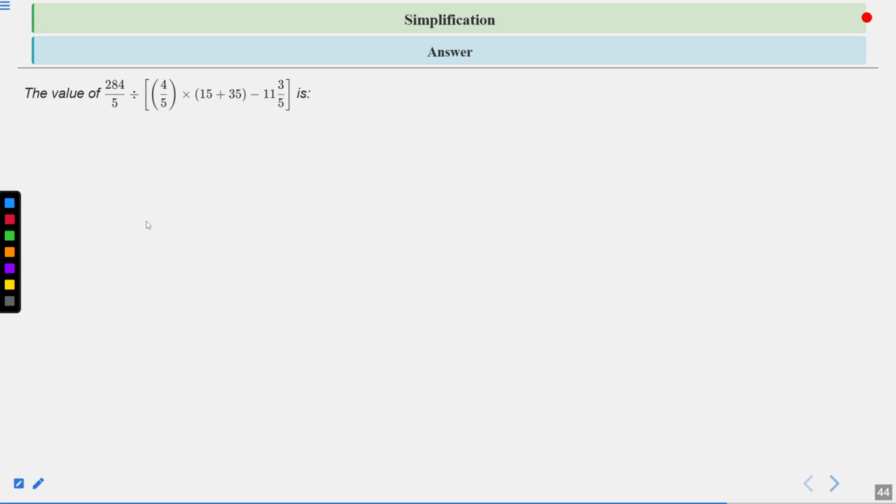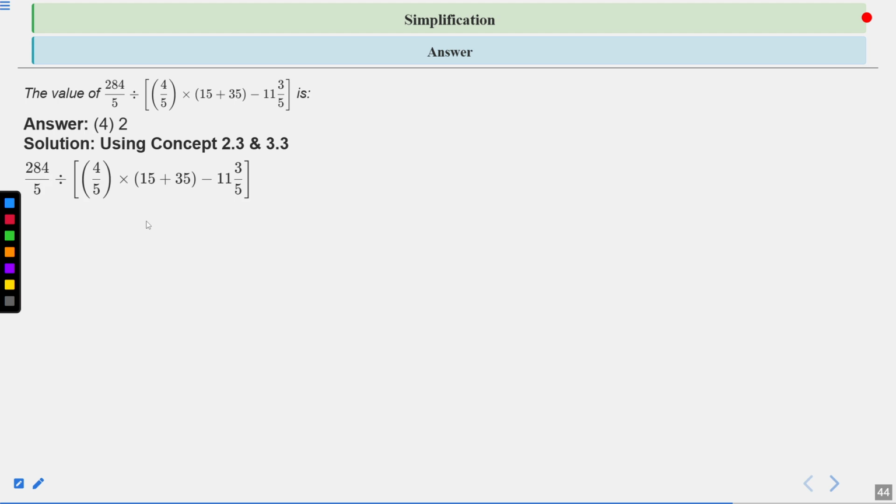So this given expression we can easily solve by using the BODMAS and simplification rules. So the correct answer of this question is the fourth one, which is 2. Now see the detailed solution using concept 2.3 and 3.3 in this question. So the expression is 284 divided by 5 and divided by in the large bracket in a small bracket 4 by 5 multiplying by in a small bracket 15 plus 35 minus 11 and 3 by 5. So we can just simplify it.